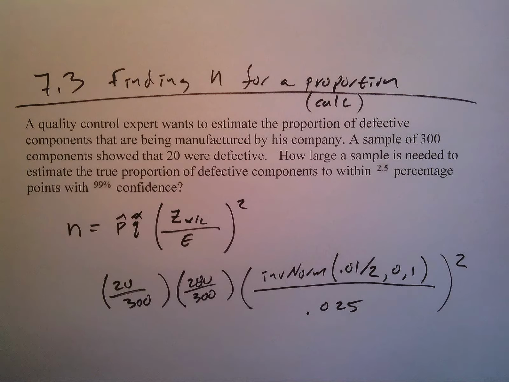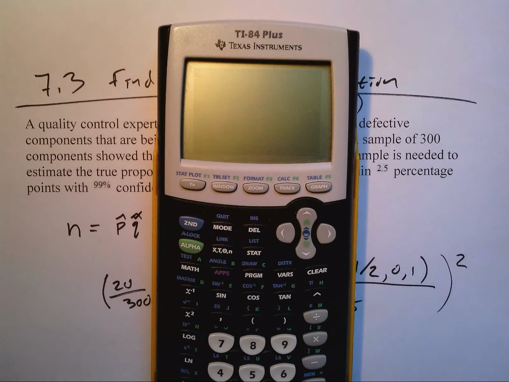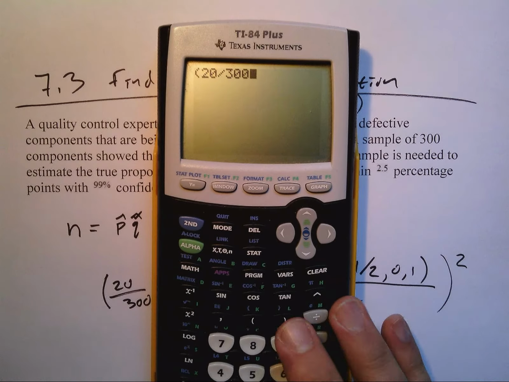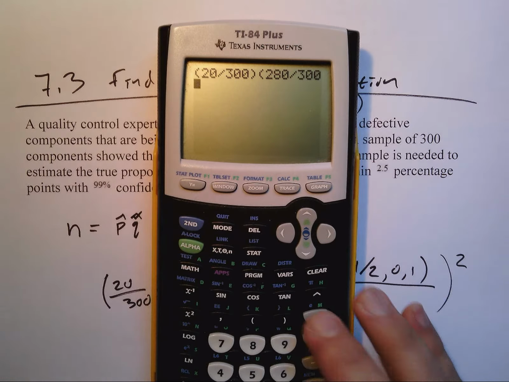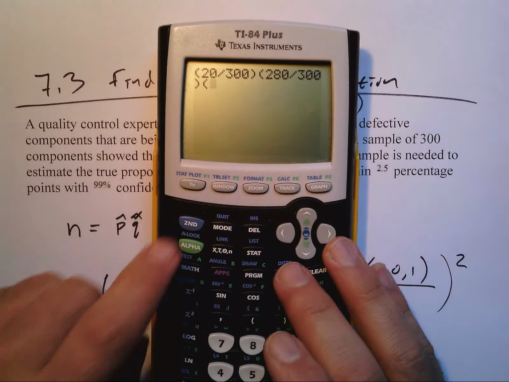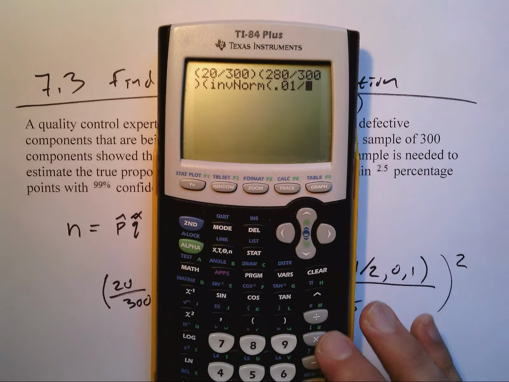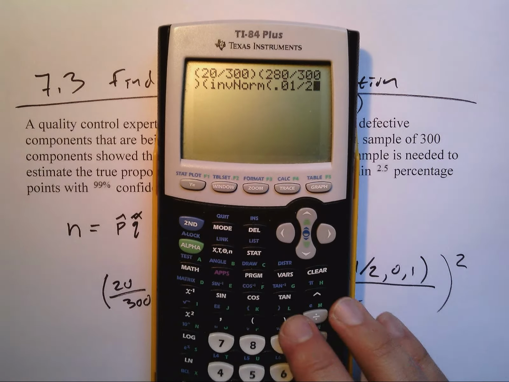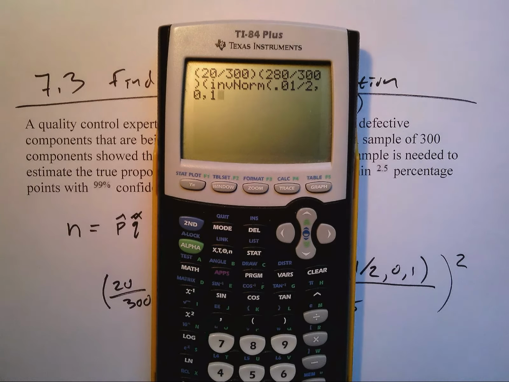I'm literally just plugging it into the calculator, but let's see how it's plugged into the calculator, because that can get tricky. There's a lot of division and a lot of parentheses. Alright, so, open parentheses, 20 divided by 300, close parentheses, open parentheses, 280 divided by 300, close parentheses, open parentheses, second distribution, inverse norm of our alpha, which is 0.01 divided by 2 because it's half of the area, comma 0, comma 1 because we're doing a z value.